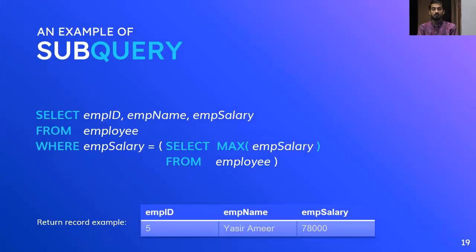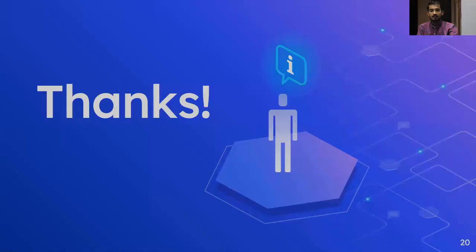So here is an example of a subquery, in which I have taken: SELECT EMP ID, EMP name, and EMP salary FROM employee WHERE employee salary equals SELECT MAX employee salary FROM employee. So it is an example of how we can write a subquery, and the output of this query is employee ID 5, EMP name Yasser Amin, employee salary 78,000. Thanks.